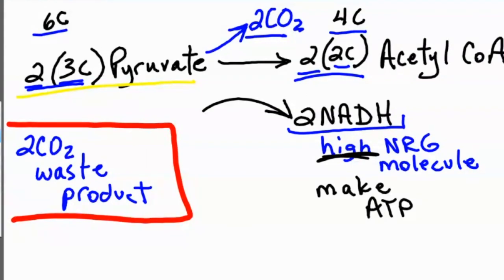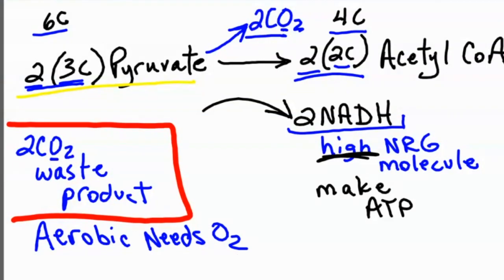Since this process attached an oxygen to the carbon, it used oxygen. See, if we didn't have oxygen, we couldn't make CO2. We would make C something else. We couldn't do that. So this process is aerobic. What does that mean? Needs oxygen. It absolutely needs oxygen.